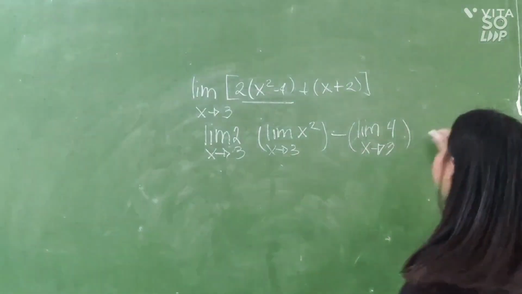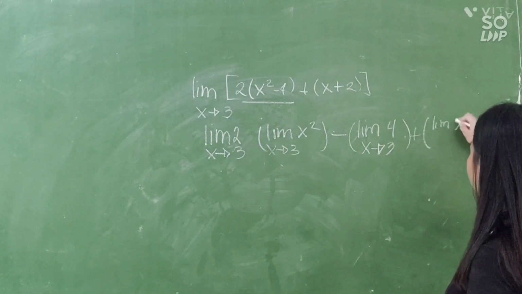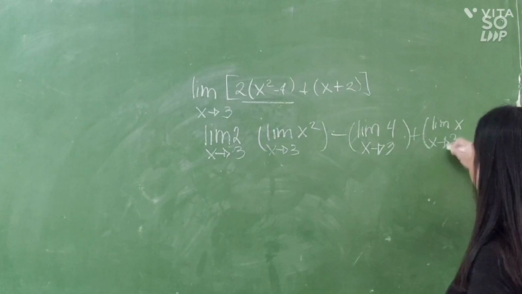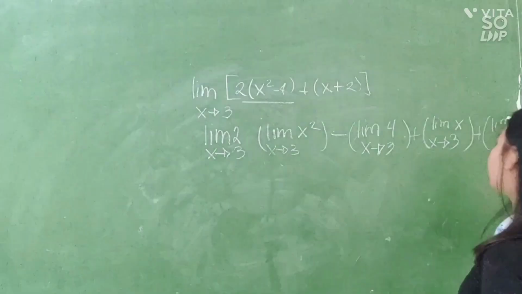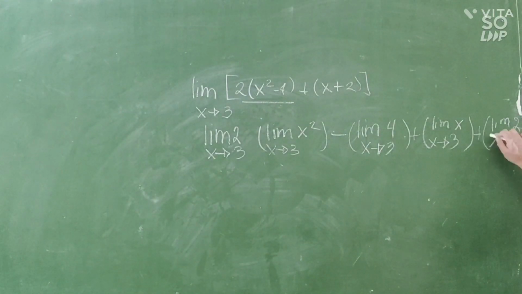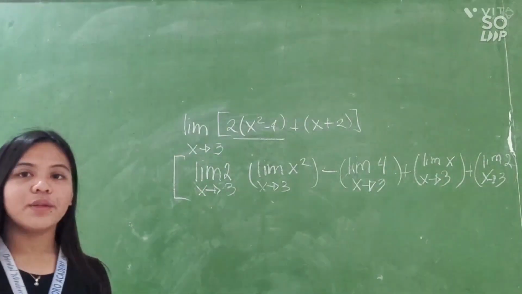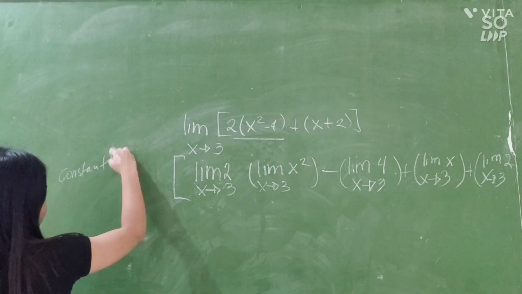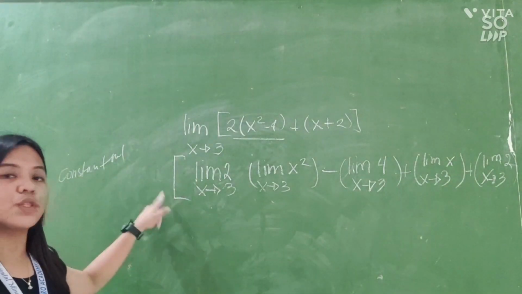The next is addition, which is the limit of x when x is approaching 3. And the last one is the limit of 2 when x is approaching 3. In this part, we use the constant multiple theorem.